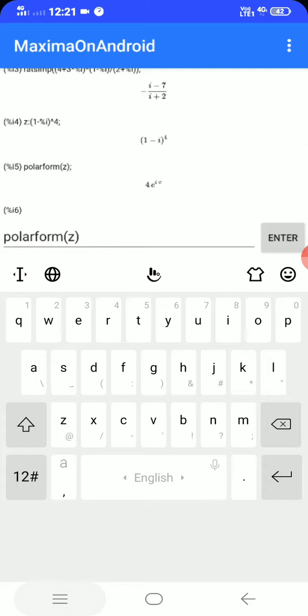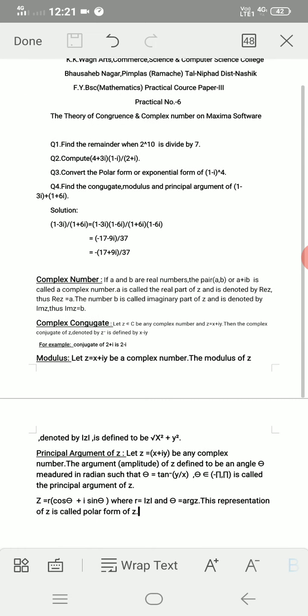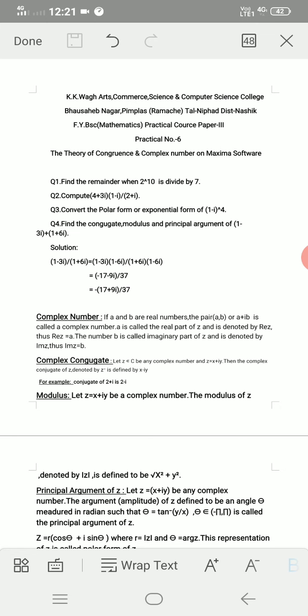Next example, fourth: find the conjugate, modulus and principal argument of (1 minus 3i) divided by (1 plus 6i). First, simplify 1 minus 3i divided by 1 plus 6i, multiplying and dividing by 1 minus 6i. Then simplify this, we get minus (17 plus 9i) upon 37.